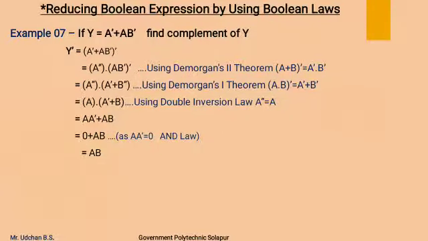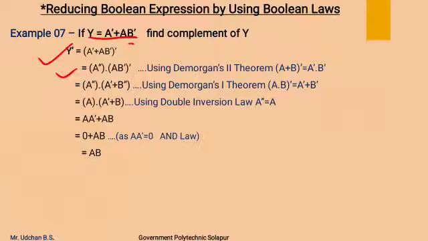Now next we have to find the complement of this equation y, that is y equal to a bar plus ab bar. So the y complement can be written as the complement of the bracket a bar plus ab bar. So using again De Morgan's second theorem, we can write the complement of a bar plus ab bar as a double complement into the complement of ab bar.